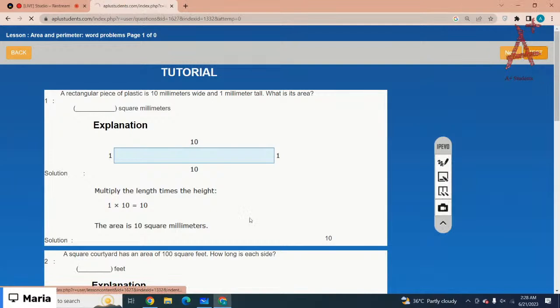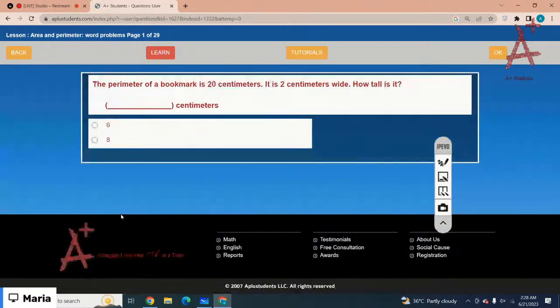Let's just start with the practice questions. The perimeter of a bookmark is 20 centimeters. If it is 2 centimeters wide, how tall is it? Okay, you are given the perimeter that is 20 centimeters.